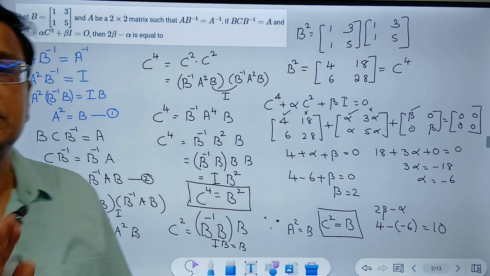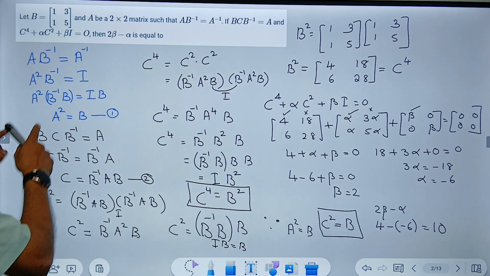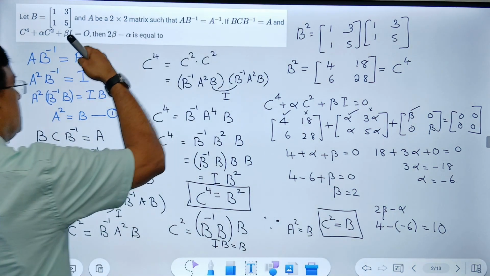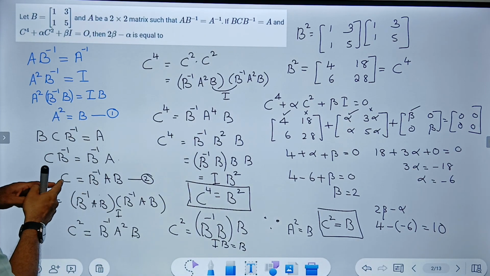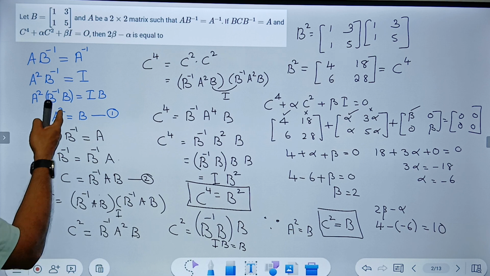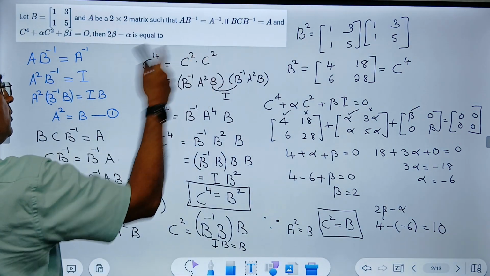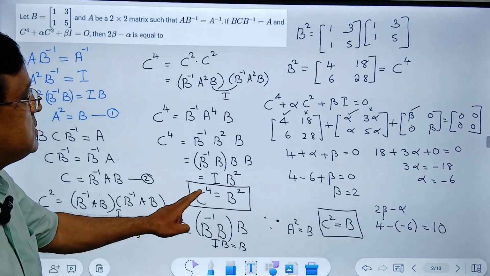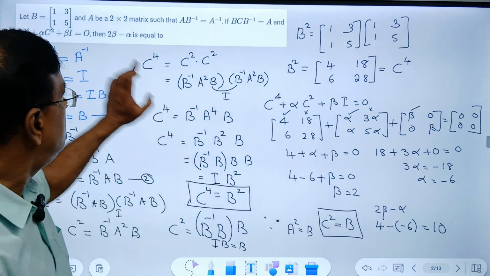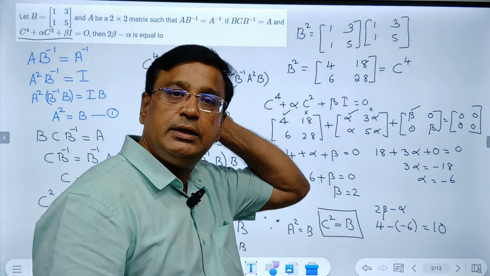See, very nicely, very simple question. Only thing is you should know how to put things together. You see what I did, I just made use of whatever is given. I found A square is B, I found a relation, then I found C. Once I found C, I found C square, and I used this, and I got C square as B. Then I found C power 4. Once again I used this, I get C power 4 is B square. Once you got C square and C power 4, take the third condition that is given, substitute here and simplify, you get the answer.